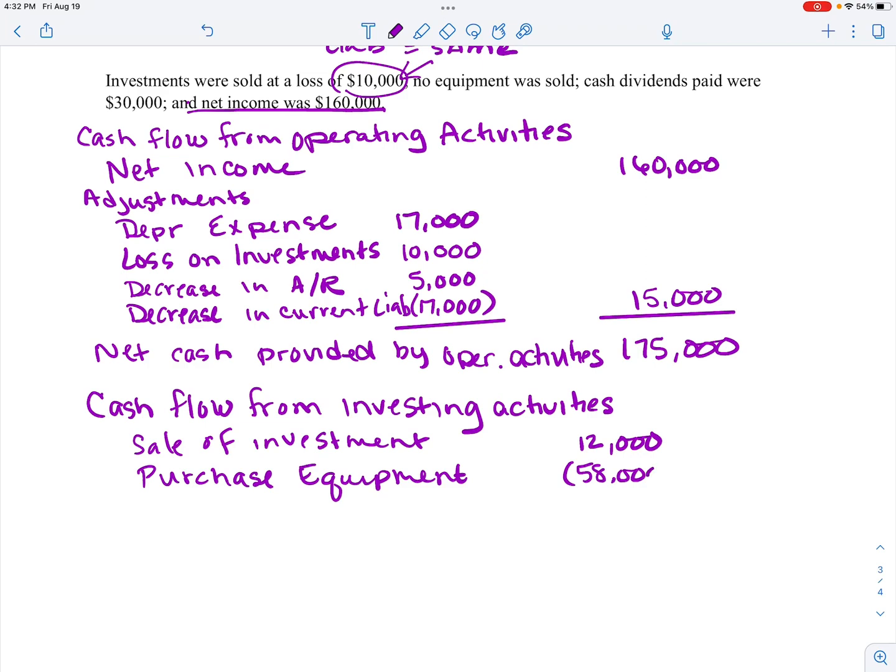And that's going to be a decrease in our cash since we purchased that equipment. We'll sum those up for a negative $46,000. I will then say net cash used. So notice the difference. Because it's negative, I say used by investing activities.